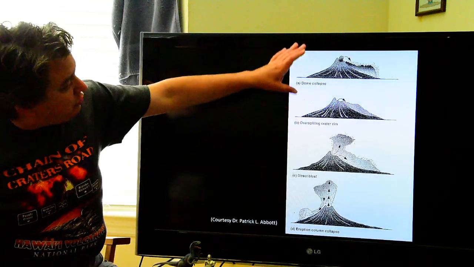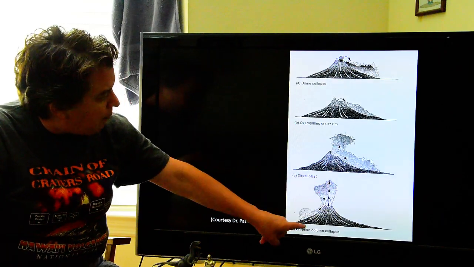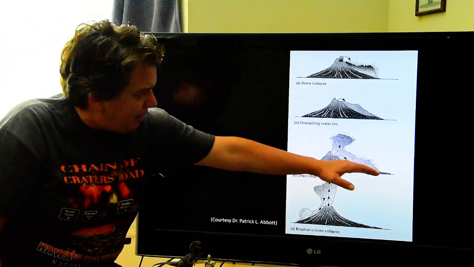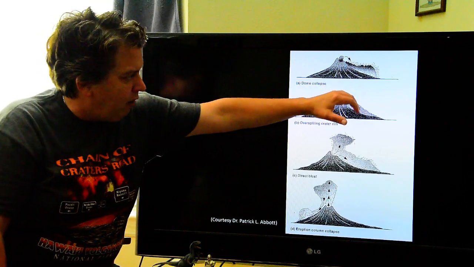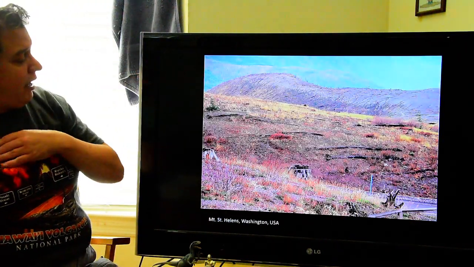And we can see each one of those here, right? Here's the eruption column collapse. There's the lateral blast going outwards. There's the overspilling of the crater rim. And then there's the dome collapse.